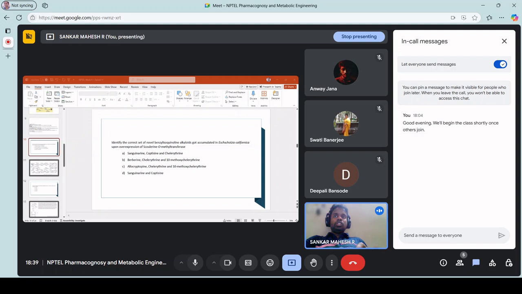So before we look at the right answer, does anyone know what HPRNA is? Swati, Deepali, Anbe, anyone? HPRNA? You can give it a try because the more you interact, the more you can learn from this. That's the point of this class.